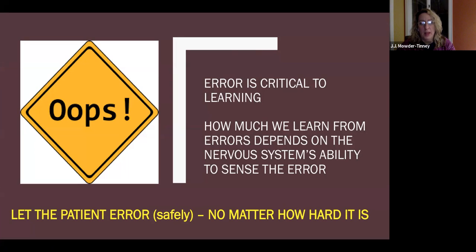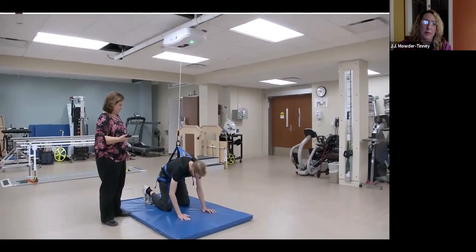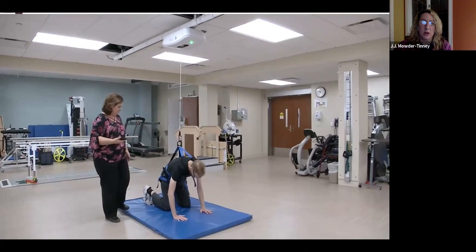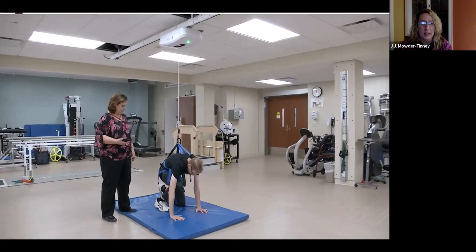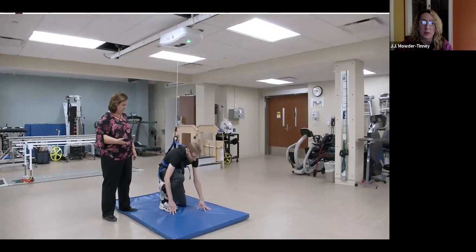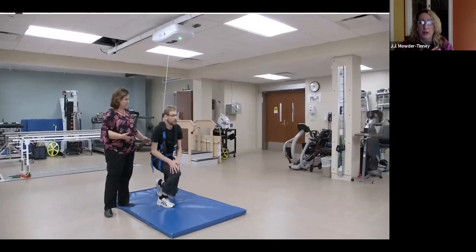And then this is just talking about error. No matter what, we want to allow error. And I find that this is really hard if you have the ability to have any kind of systems with the harness. It definitely makes it easier. He has ataxia, so we know that they're a little unpredictable, but it's so hard not to let them err while you're trying to keep them safe.